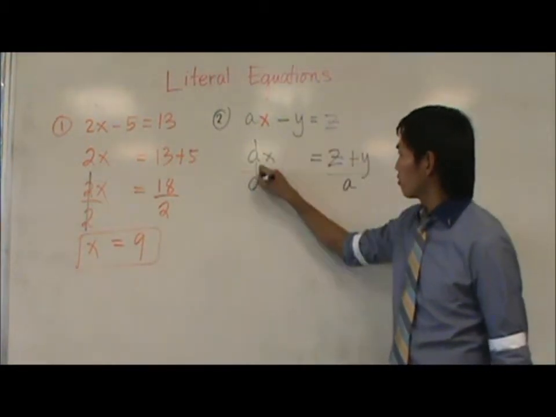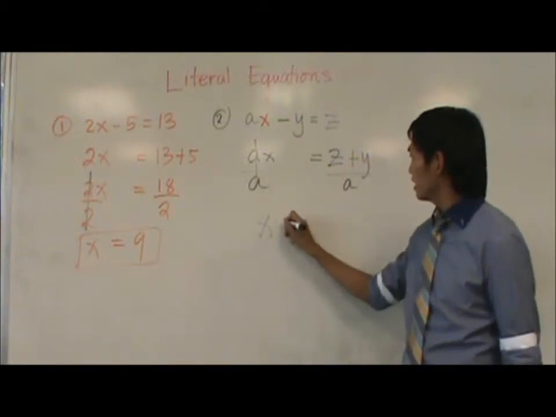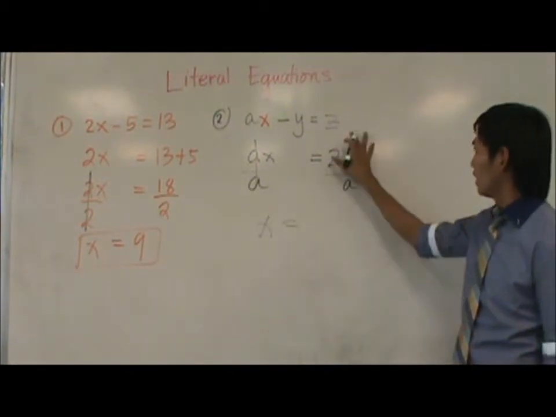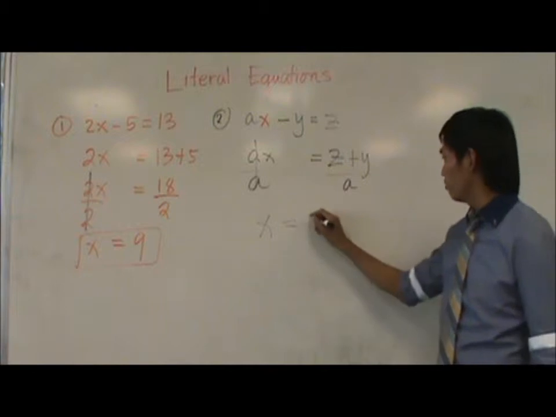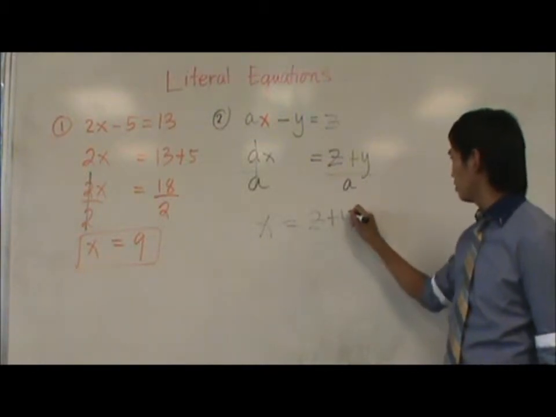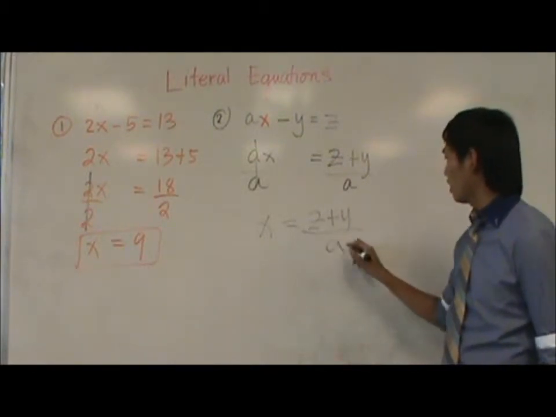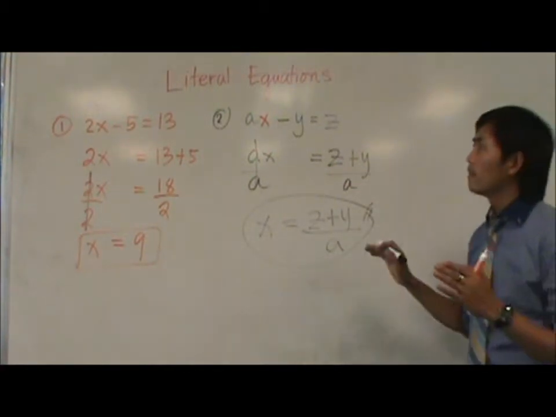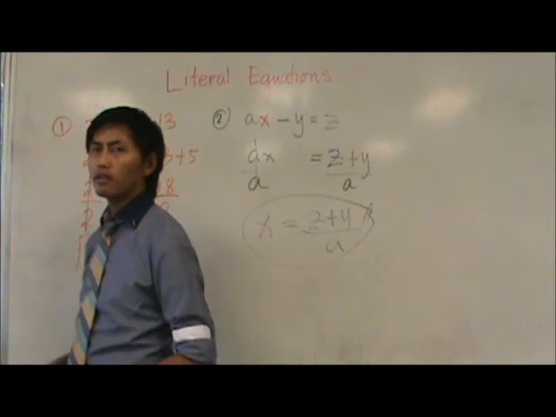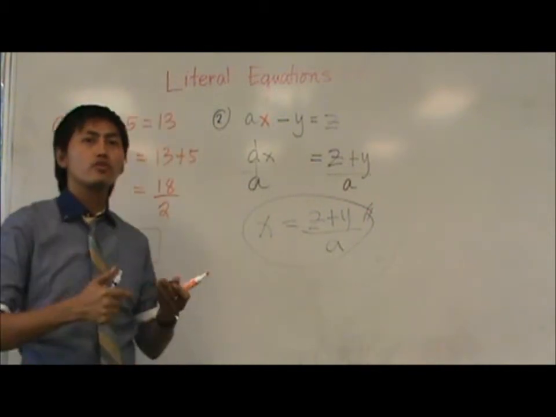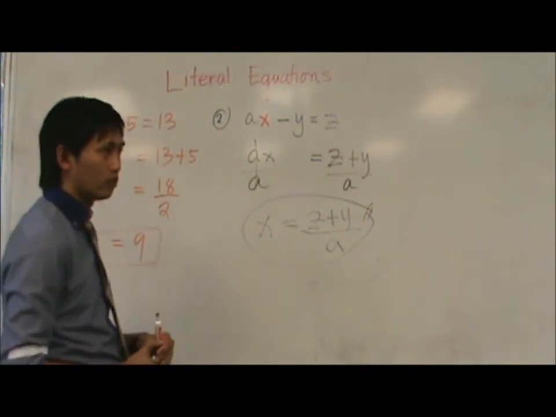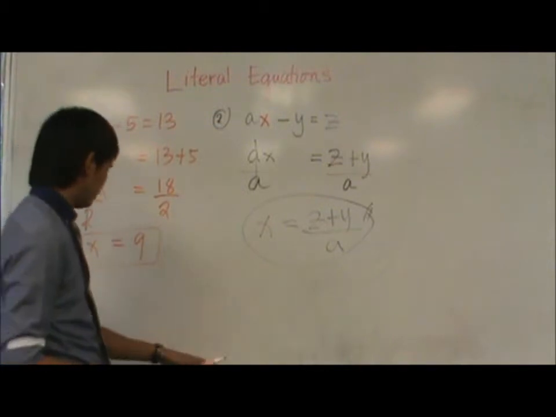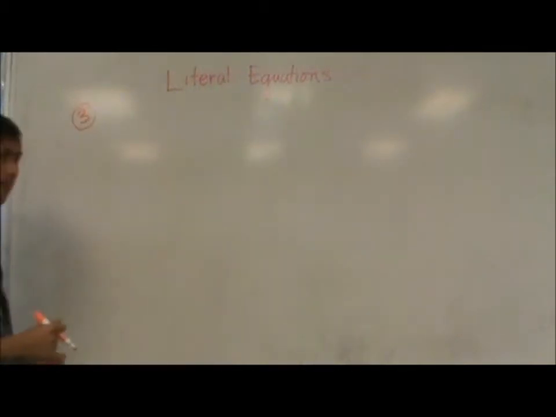So here we go. Cancel out. x is equal to, we cannot put together z and y, so we keep it as z plus y over a. And now I have x alone. Once again, the main objective here is to make sure that the variable you're solving for is alone, is isolated.